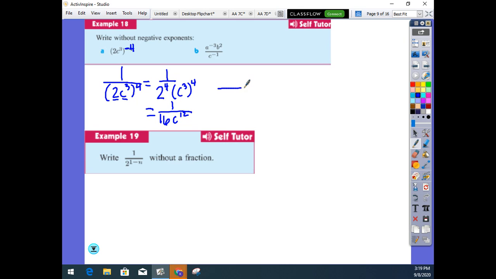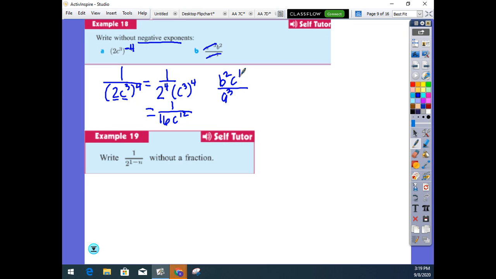Okay, so all final answers, they don't want any negative exponents. So because the a is negative, the whole thing goes to the bottom and becomes positive. The b is positive, so it stays where it's at. The c is negative, so it moves to the top and becomes positive. So negative exponents, you just rearrange. If it's negative on top, it's positive on the bottom. If it's negative on the bottom, it's positive on top.